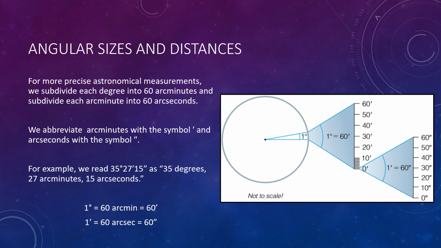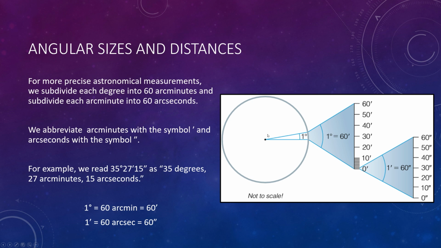Now, we do, however, have to make precise measurements in astronomy. So we do come up with some terms and some ways to represent small angles. For more precise astronomical measurements, we can subdivide each degree into 60 arc minutes. And we can also subdivide an arc minute into 60 arc seconds. These aren't anything new. These are still measurements of angles, but they're just smaller than a degree.